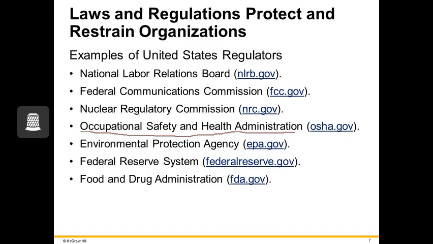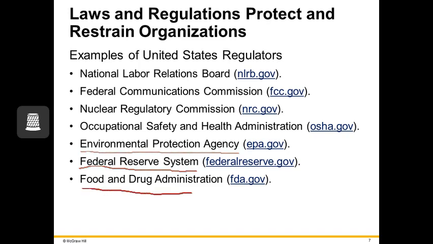They also help to protect workers by giving them a way to report unsafe work practices and protecting them from retaliation when they do. Then we have the Environmental Protection Agency, which sets rules and regulations related to the environment, the Federal Reserve System that sets rules related to financial issues, and the Food and Drug Administration.